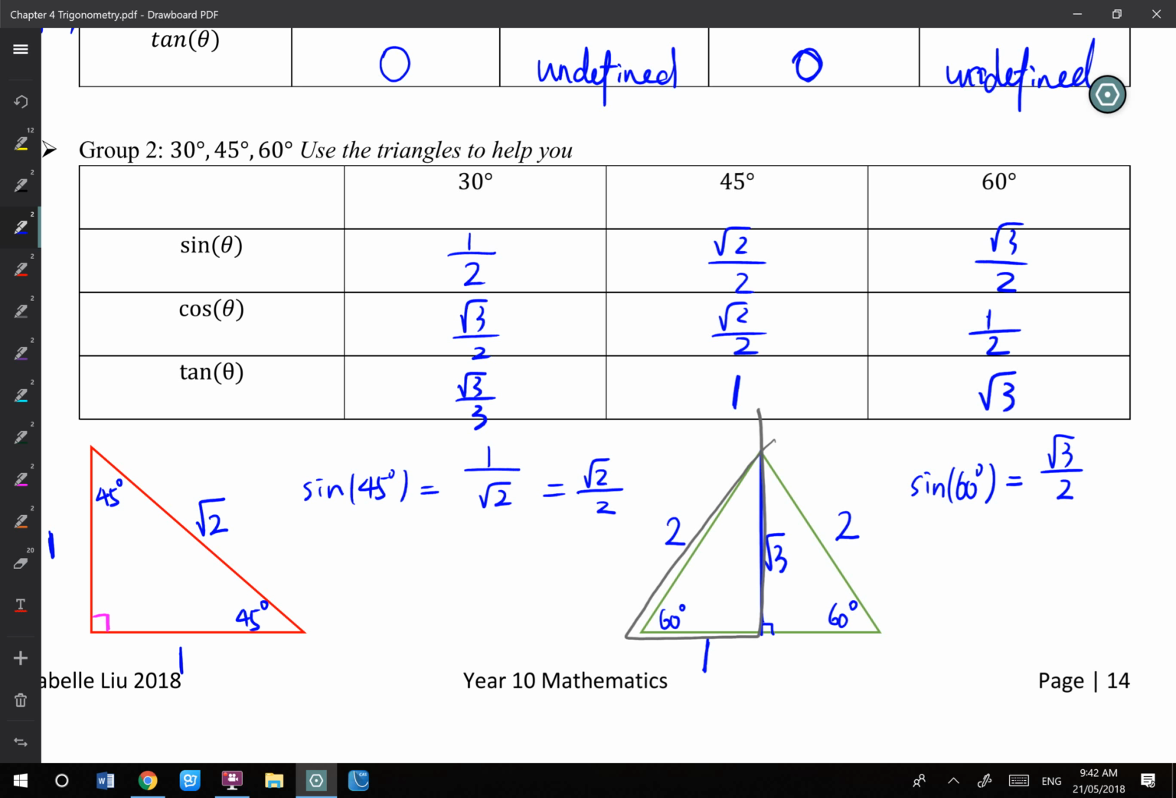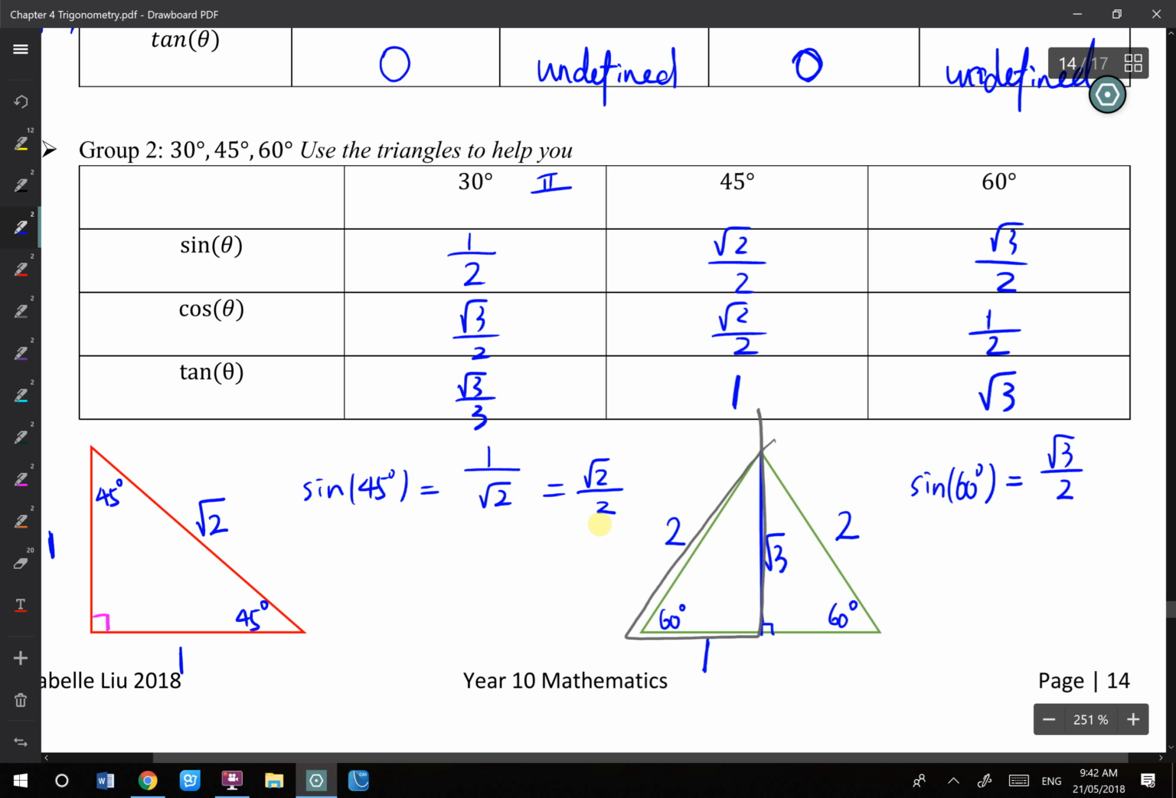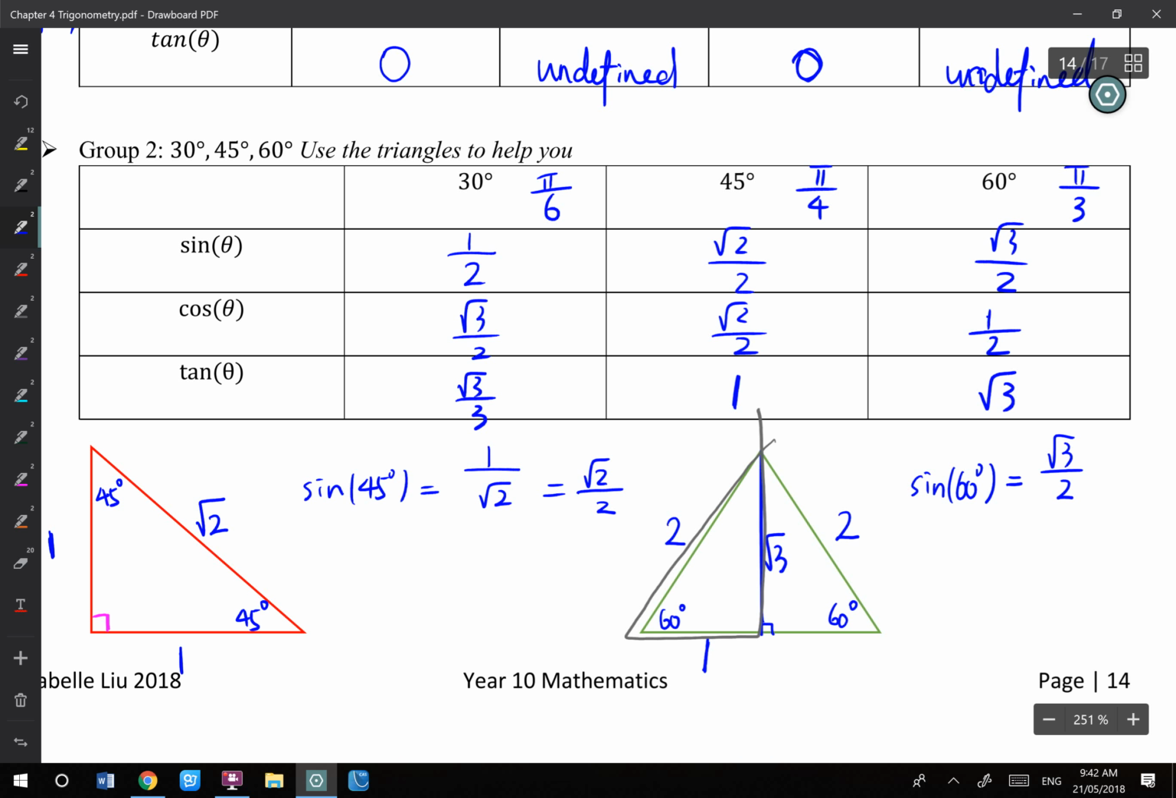For example, if I ask you, sine of what gives you a half? You should answer sine 30 degrees, or sine pi/6, will give me a half. So you need to remember these values. What's cosine pi/6? You should answer that's √3/2. So 30 degrees is pi/6, 45 is pi/4, and 60 is pi/3. You need to remember both the degree and the radian form.